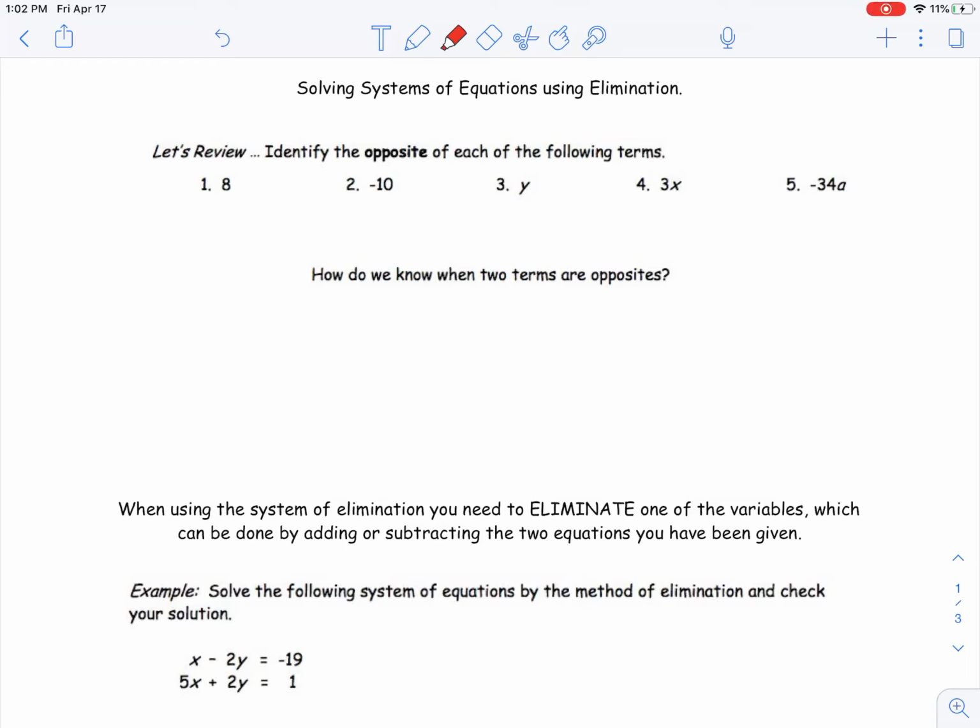Hello. Yesterday we talked about solving systems of equations by using graphs. Today we're going to talk about solving systems of equations using what's called elimination.